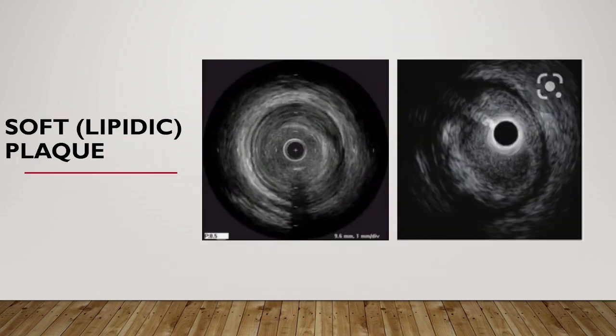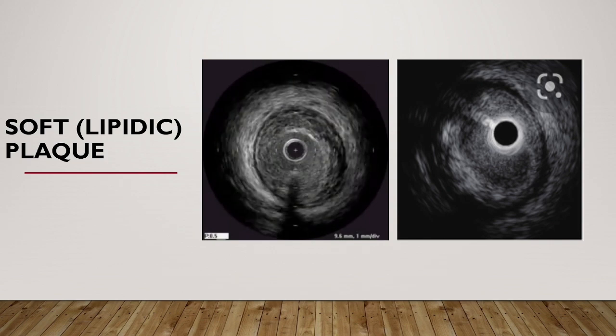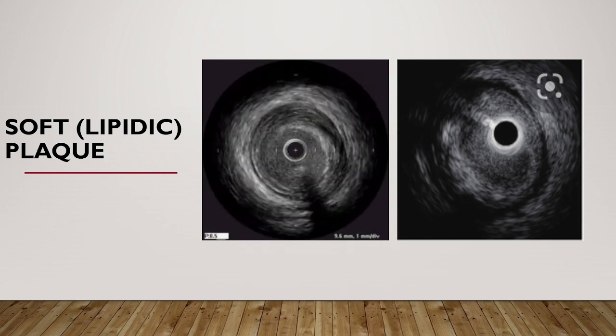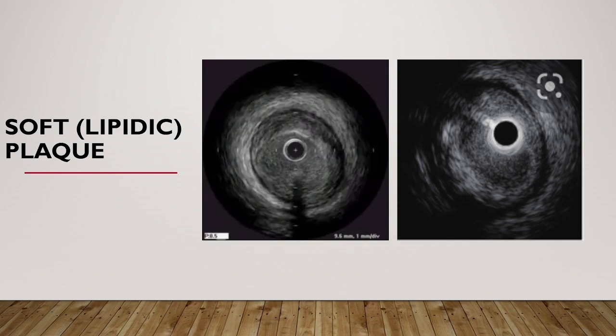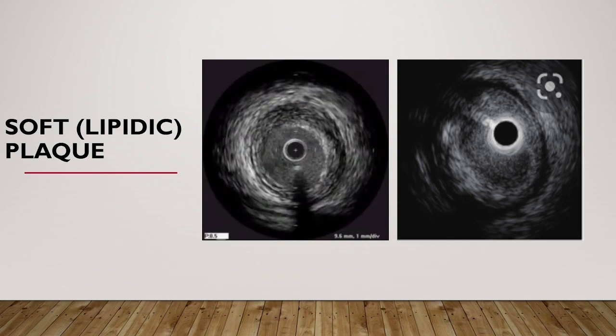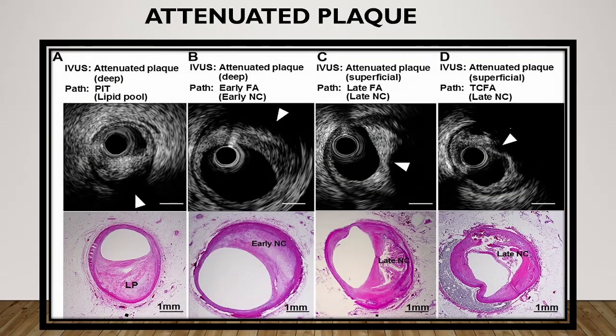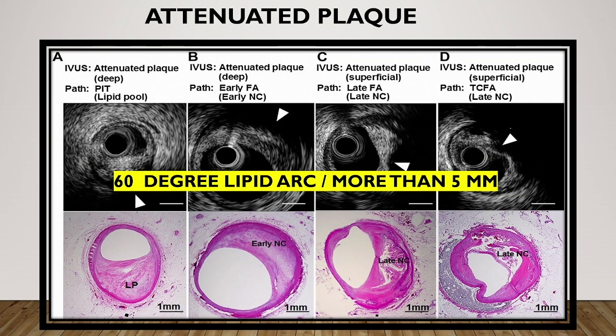Now coming to the lipidic plaque, you can get lipid contents which look really dark. Lipid looks dark both in IVUS and OCT, and the ultrasound beam gets attenuated here. That's why these are called attenuated plaques if they are present in more than 60 degrees of the circumference, lipid arc, and the length is more than 5 millimeter. That has been correlated with histopathology, and these vessels usually have foam cells, macrophages and other things, and they have a necrotic core, usually a thin cap. They are the vulnerable plaques, and there is a lot of muck inside.